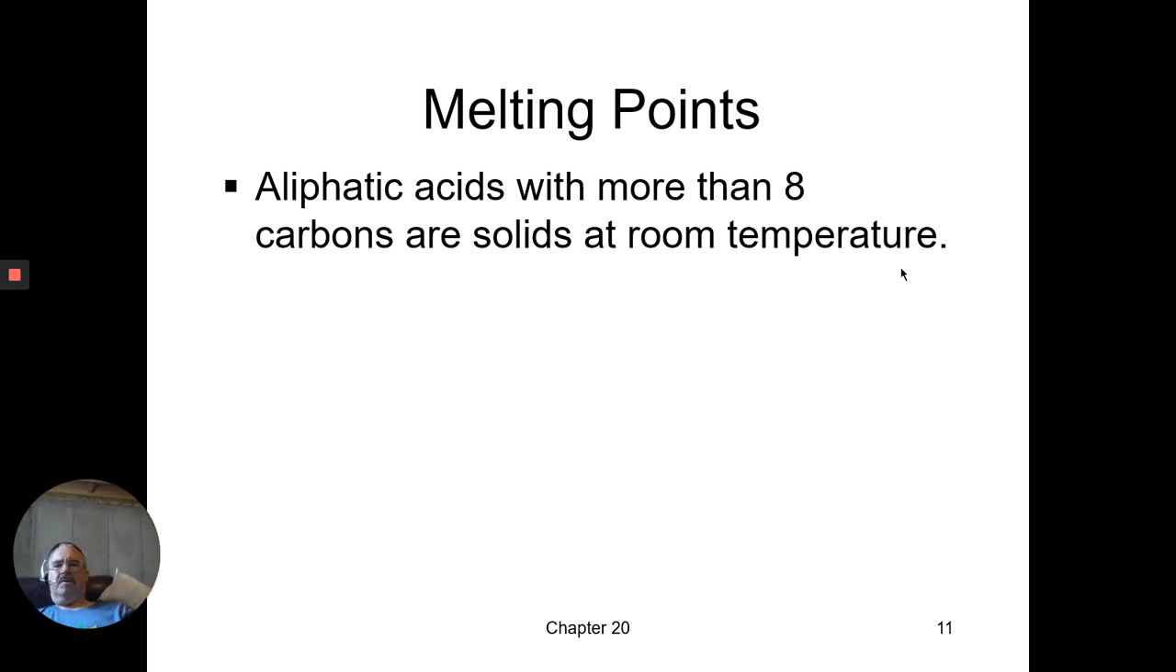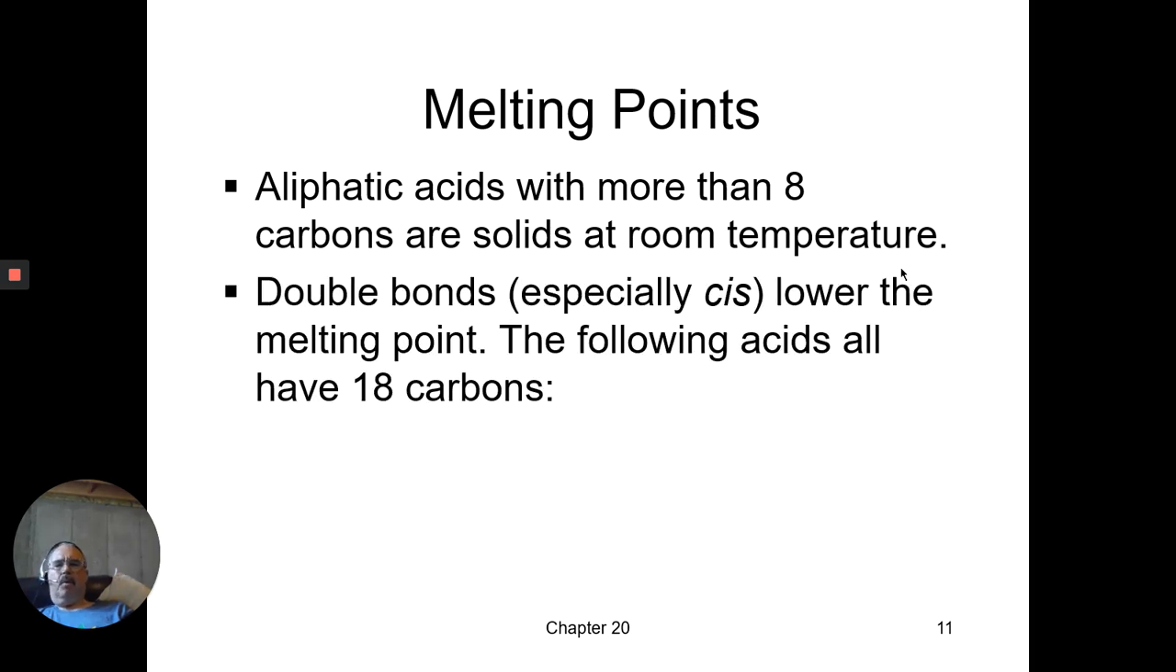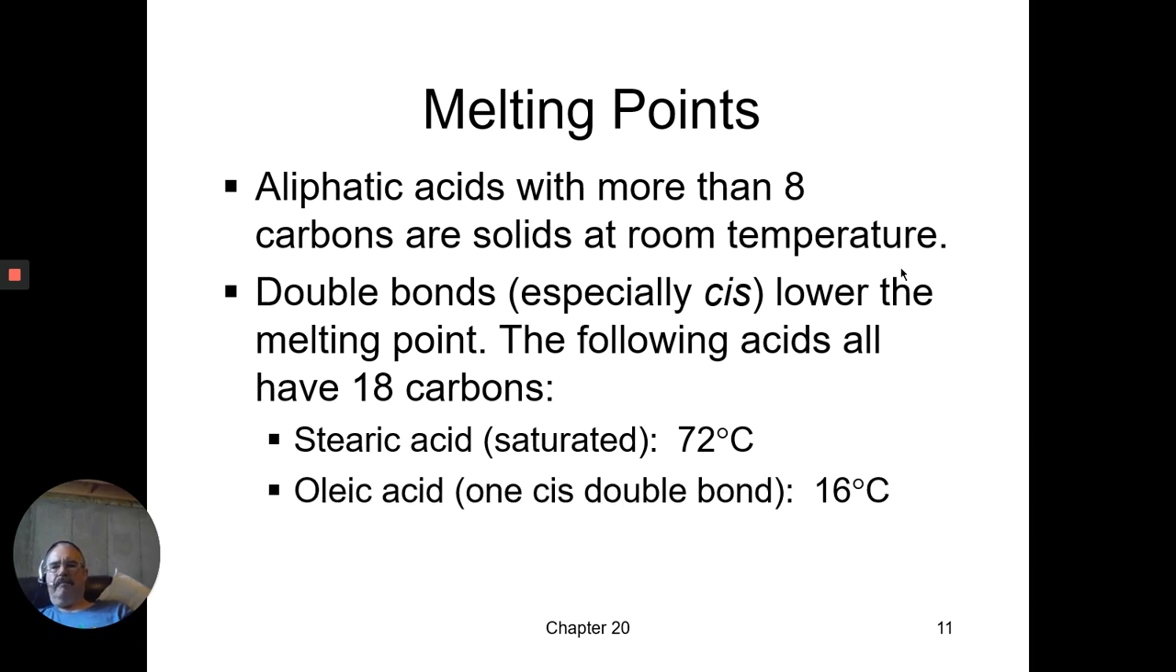Aliphatic acids with more than 8 carbons are solids at room temperature. Double bonds, especially cis, lower the melting point. The following acids all have 18 carbons. Stearic acid has no double bonds. Its melting point is 72 degrees. Oleic acid has one cis double bond, between carbons 9 and 10.